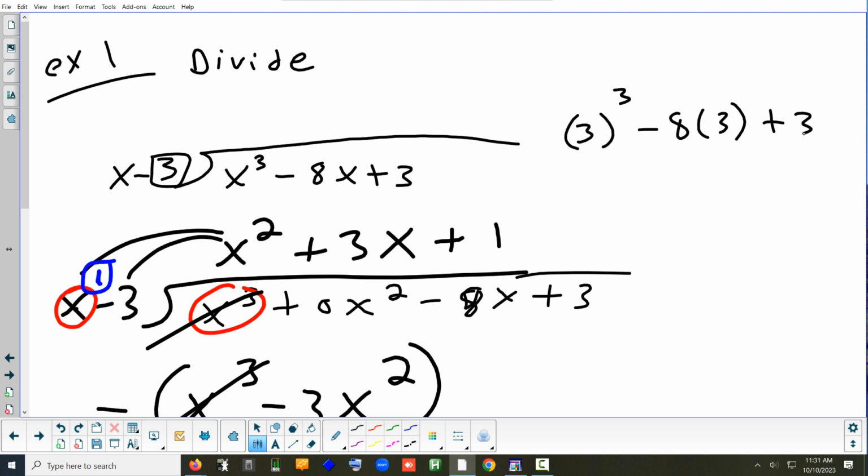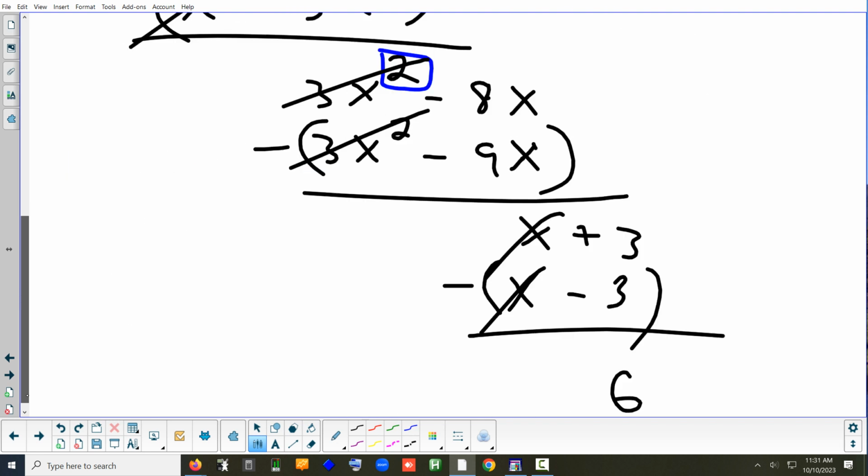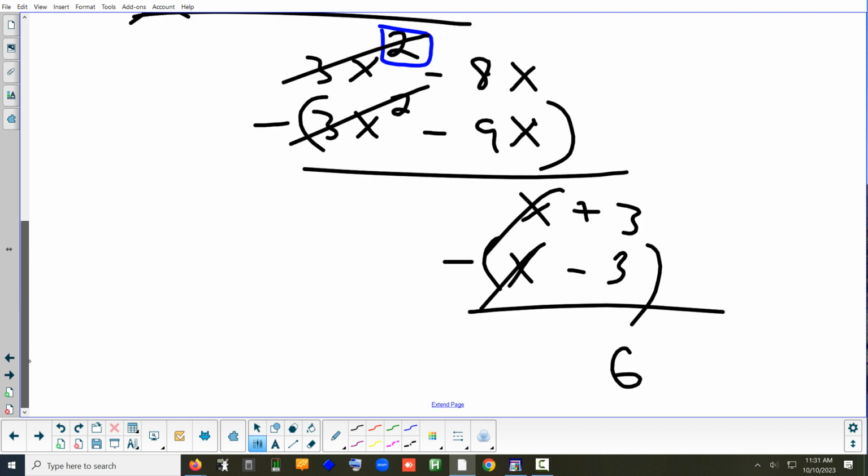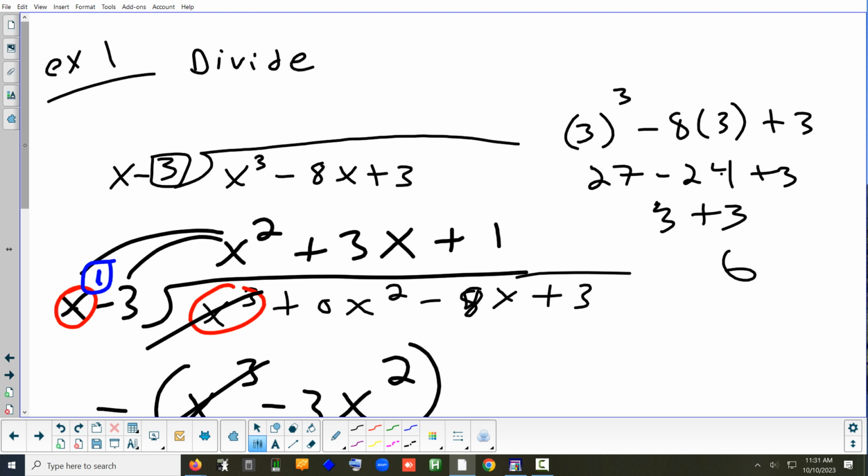What's 3 cubed? 27. 8 times 3? 24. And what's 27 minus 24? 3. And what's 3 plus 3? 6. And for the remainder on this problem, we got 6. So by taking the number that comes after the minus sign and filling it in for x in the dividend, or the numerator if you want to call it that, same thing, you will get the remainder.